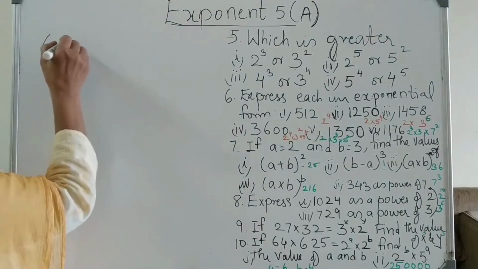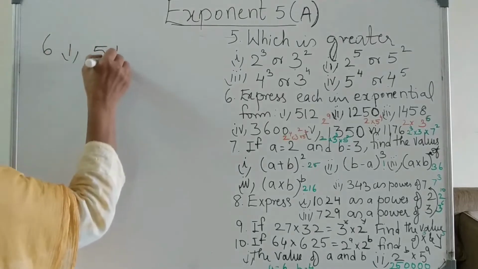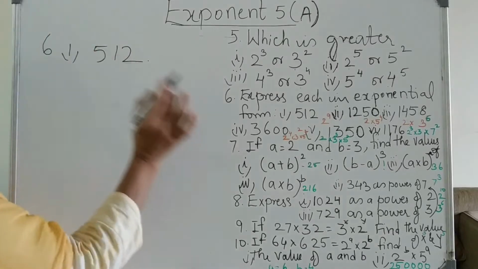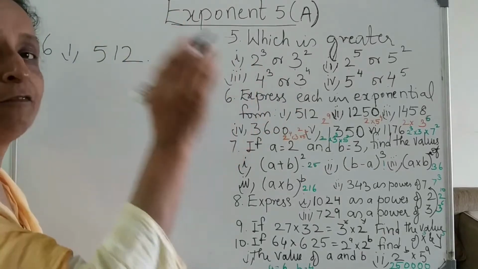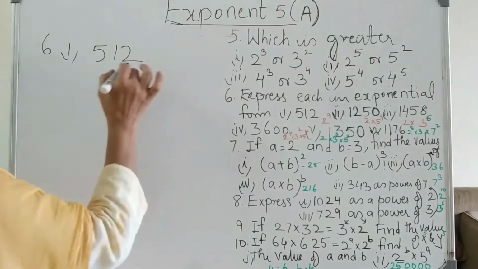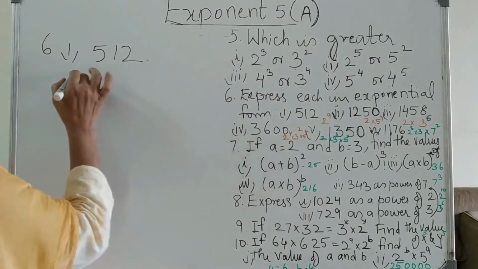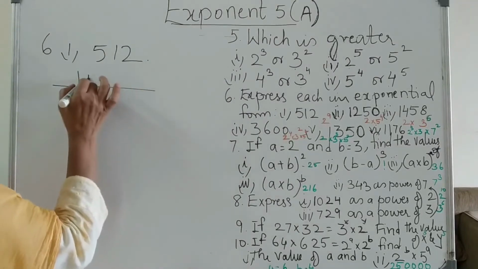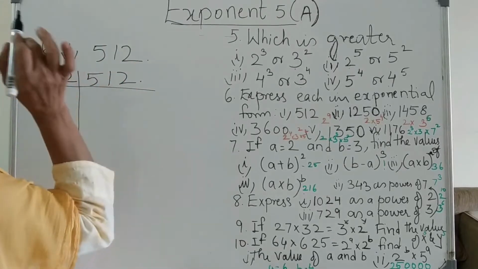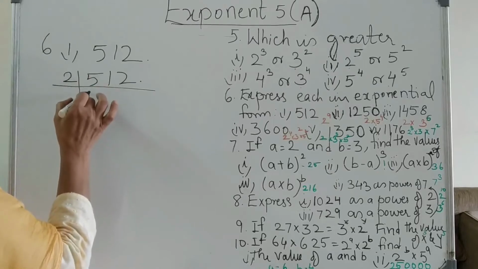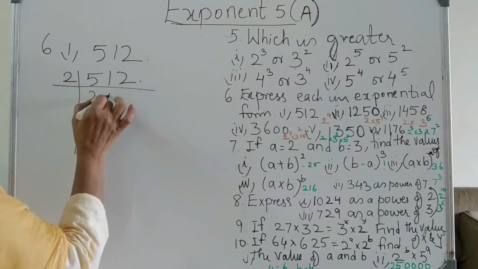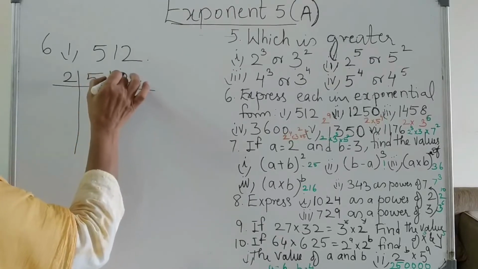Now 6, first sum: 512 has to be written in exponential form. For writing in exponential form, you have to factorize. You can factorize either vertically or horizontally. Let us see how we can factorize vertically. 512, you start with 2. 2 2s are 4, so you write 2. 1 is remaining. 5 2s are 10. Now again 1 is remaining.